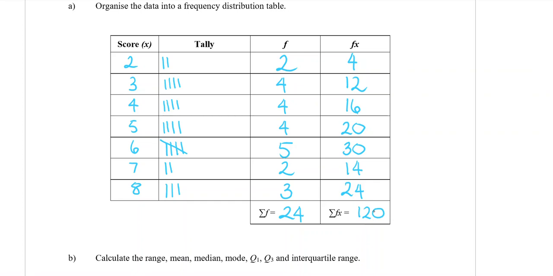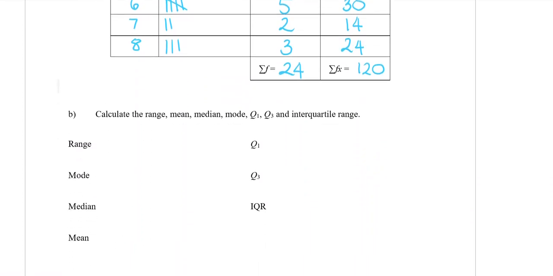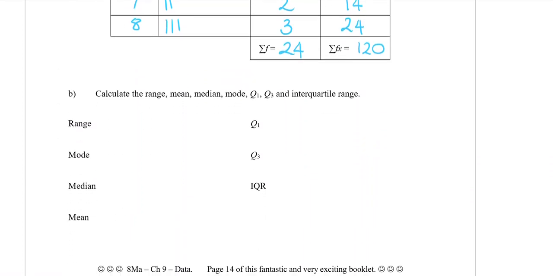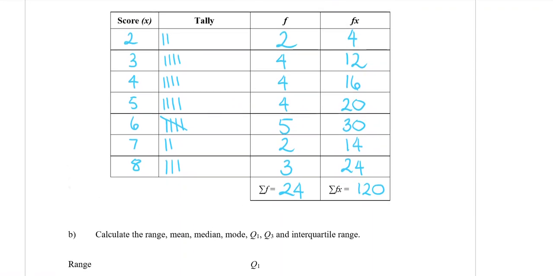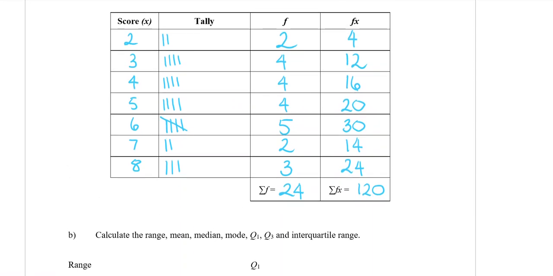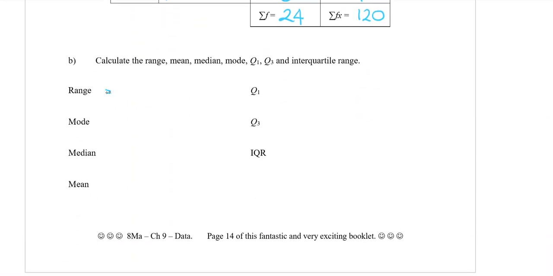Now that we have all of that data, we need to find all of those things: range, mean, median, mode, Q1, Q3, and interquartile range. So let's start with the beginning. Finding the range. What does the range mean? What's the formula? Yes, the highest take away the lowest. Very good. So looking at my table, what is my highest number? Now that's talking about the scores. It's the highest score. My highest score is 8 and my lowest score is 2. So it's going to be 8 take away 2, which does equal 6.